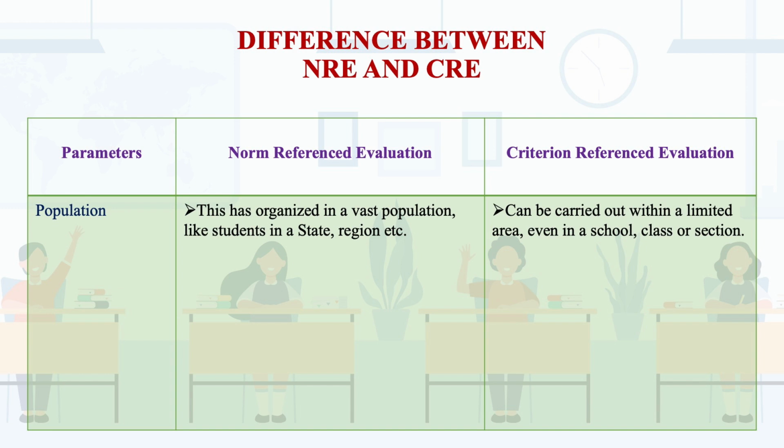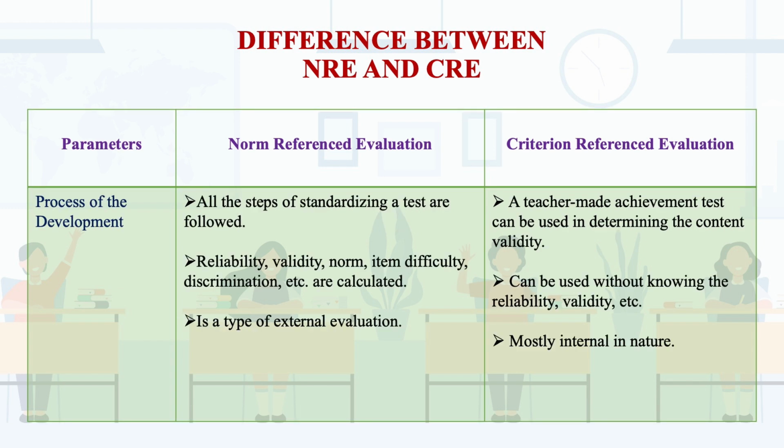Maybe the students the teacher is dealing with in his or her classroom. It may be 40 students, it may be 50 students, or it may be more. Then further, so far as place of development is concerned, all steps of standardizing a test are followed, just like to establish the reliability of a test, the validity of a test, norm, and item analysis and discrimination are also calculated.